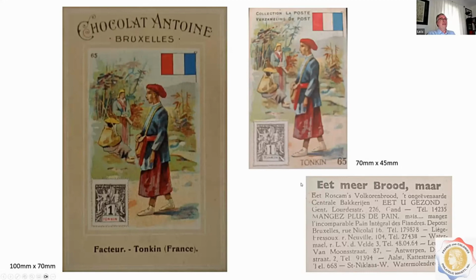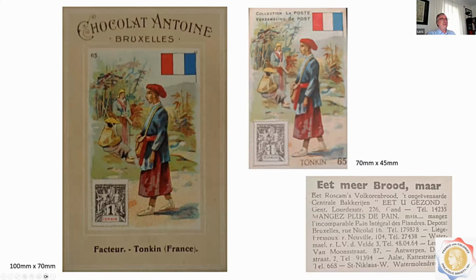That second card here is slightly smaller in size, and it is from a bakery, I guess also in Ghent, in Belgium. And you have basically their advertising, which is like, eat more bread, but eat more of the integral bread of Flanders, and you can find it in our bakery. And then they have all of the addresses of the bakeries where that incredible bread is available.